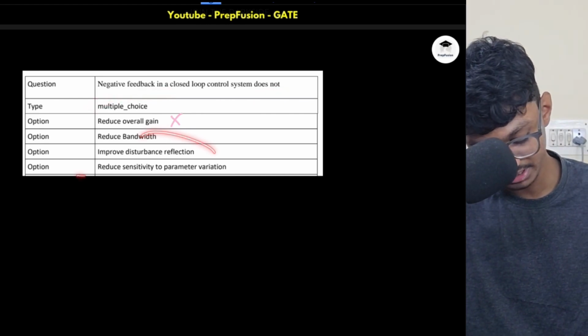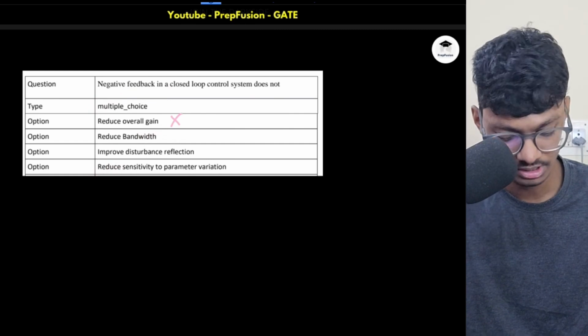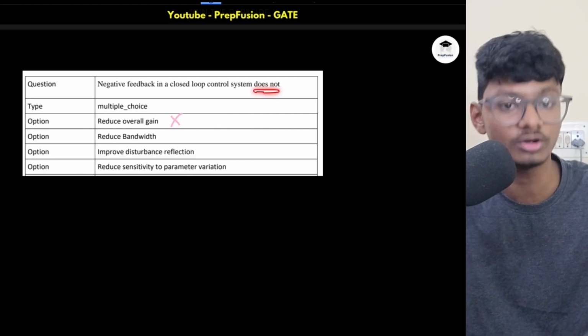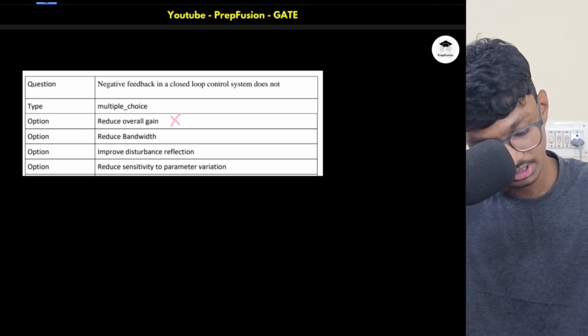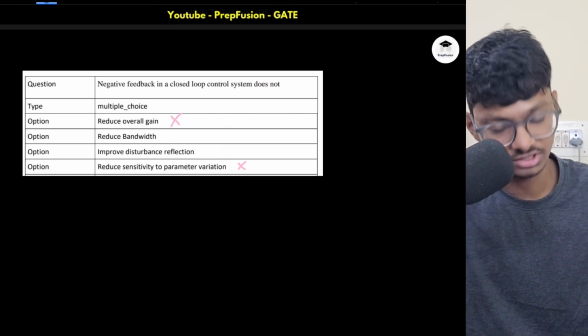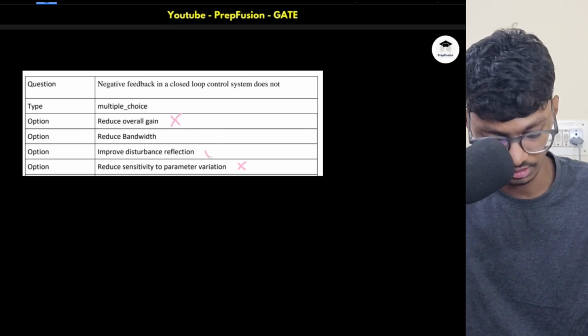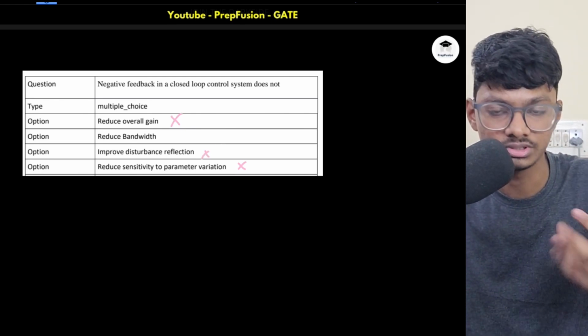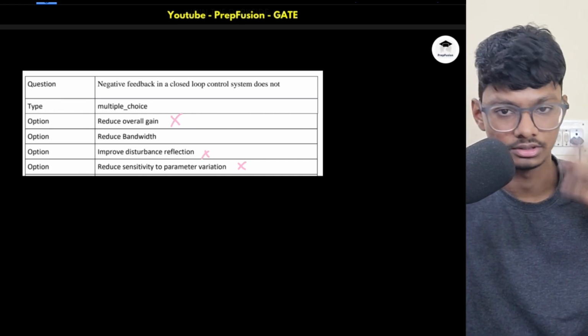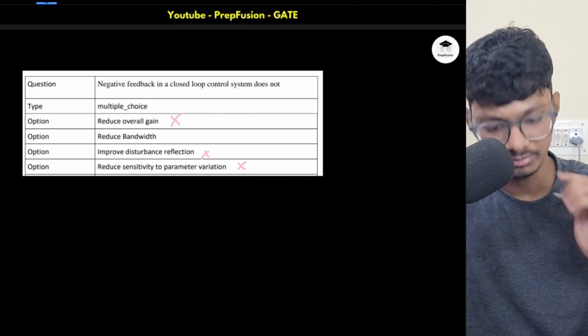So yes, it does reduce the sensitivity, but they're telling me it does not reduce the sensitivity. That is wrong. It does reduce the sensitivity. It improves the disturbance rejection. If you want to know more about this, check out our full course on control systems. You can search on YouTube, control systems by PrepFusion.